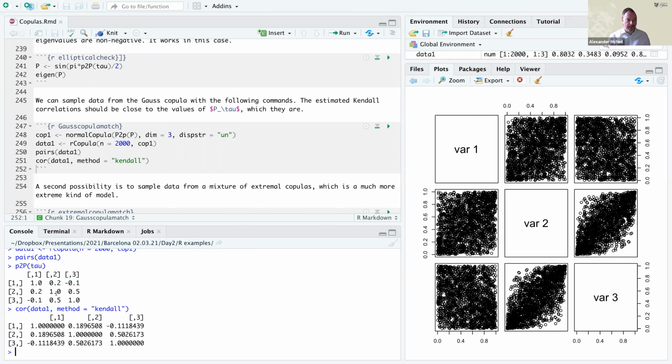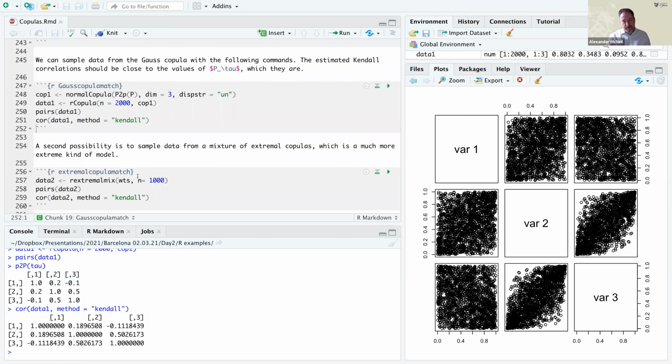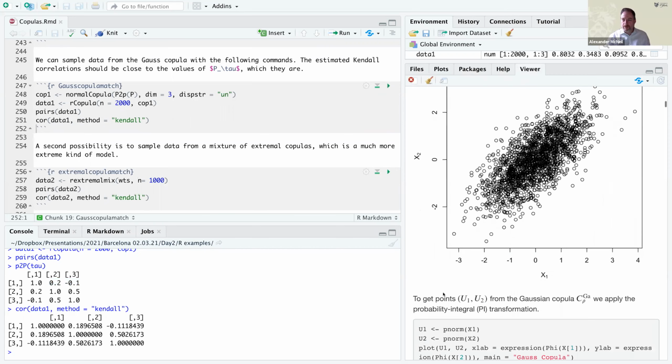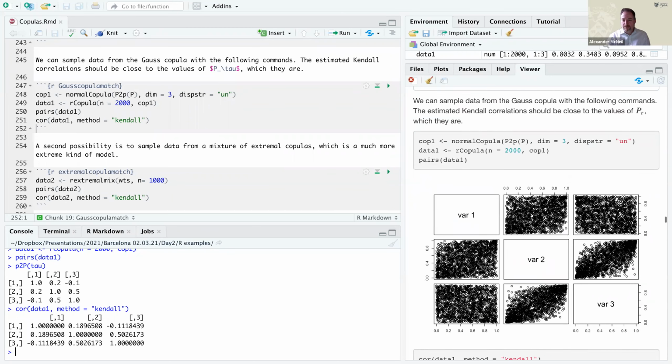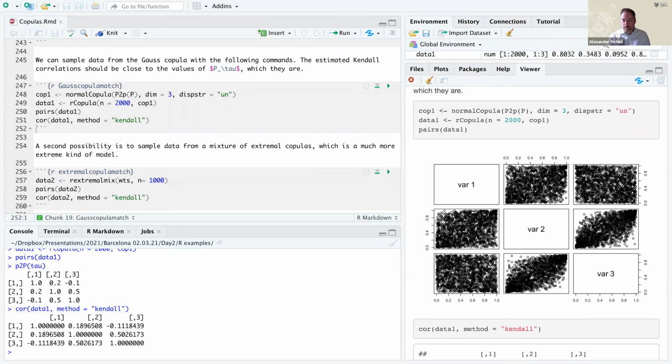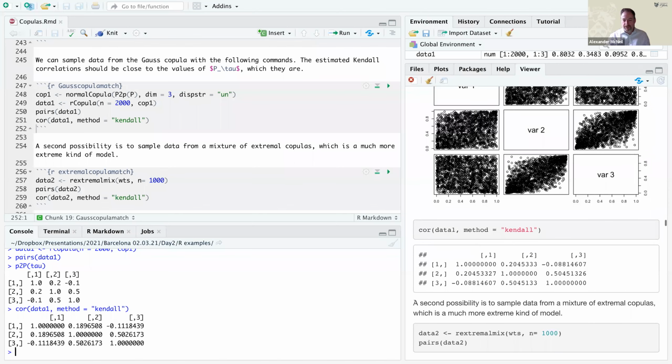So that's one possibility. But there's another way of sampling data with that. I've simulated this one here, but there is another way of going about it. A second possibility is to sample data from a mixture of extremal copulas. As the name would suggest, this is a much more extreme kind of copula to use. There is a function R extremal mixture.